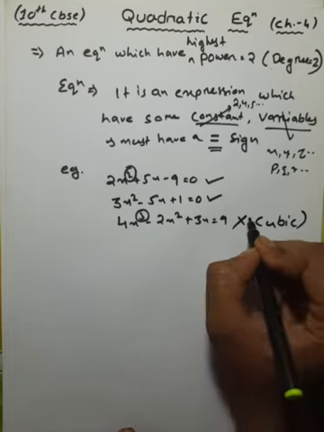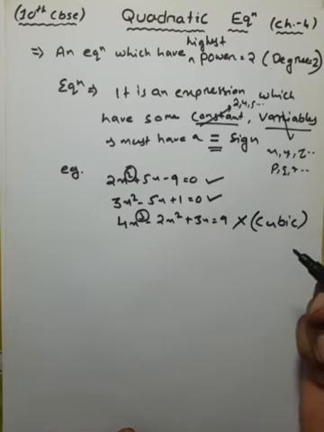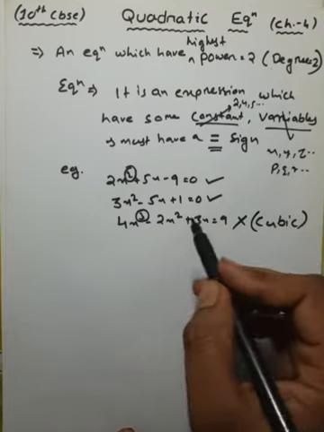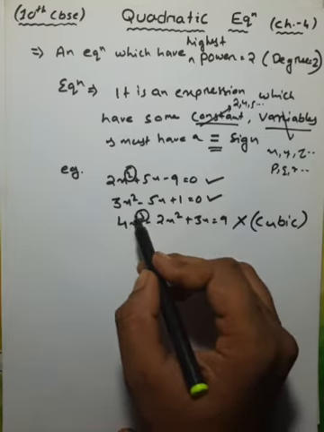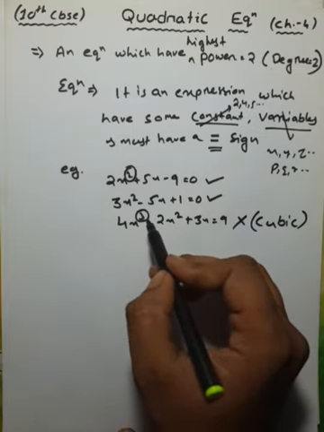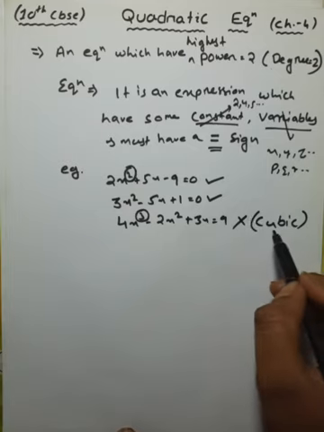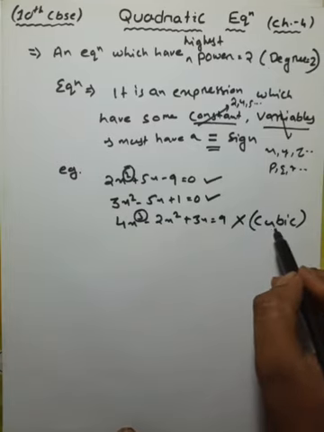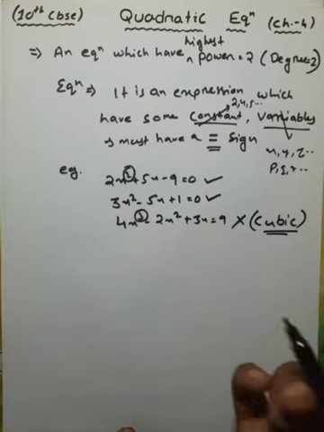Sometimes it is asked in your exam that if the degree of an equation is 3, then the equation is said to be dash, then the answer should be cubic.